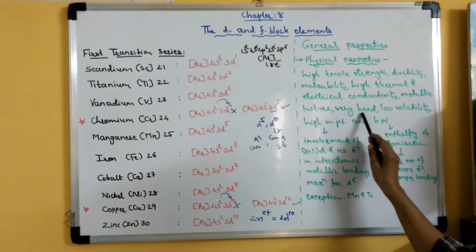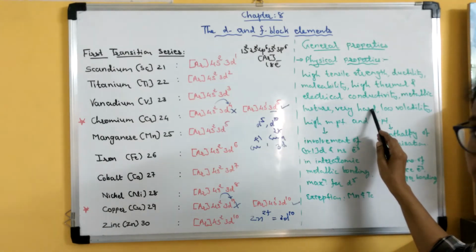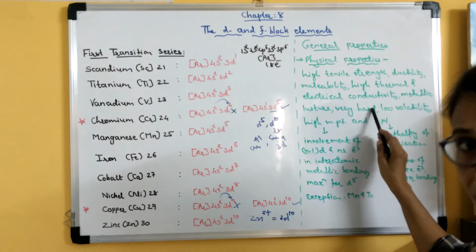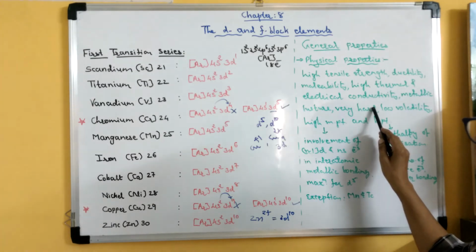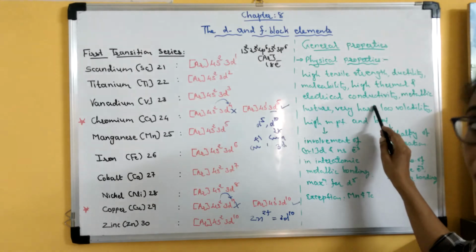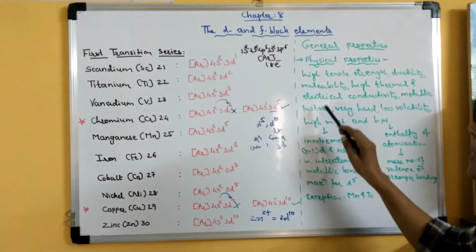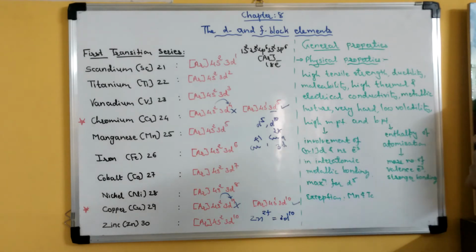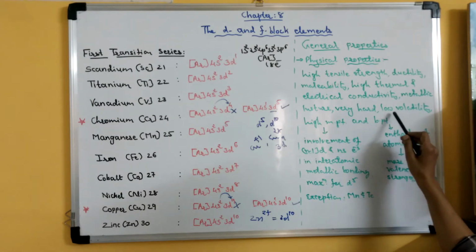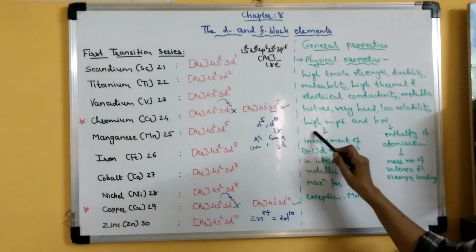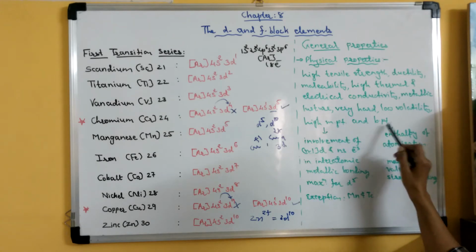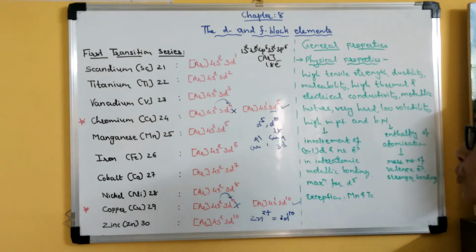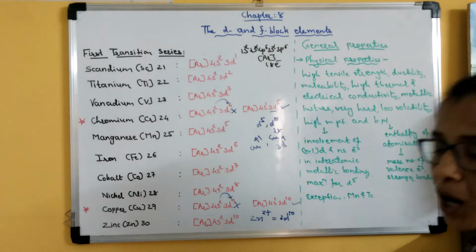They are very hard. Generally, metals are soft. Alkali and alkaline earth metals are soft. Non-metals are hard. But here these transition elements, they are metals, but they are very hard. They have low volatility. They have high melting and boiling point. Clear? Now what is the reason why they are so hard?